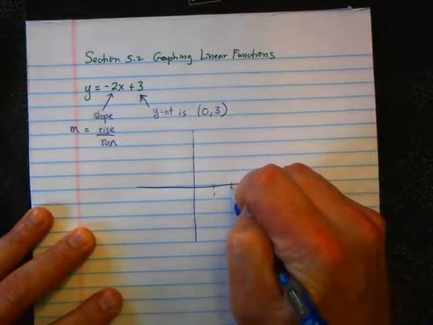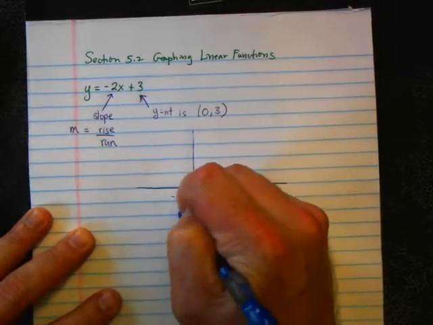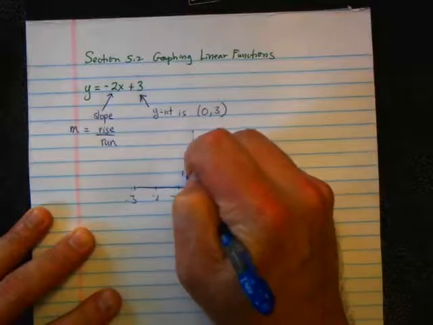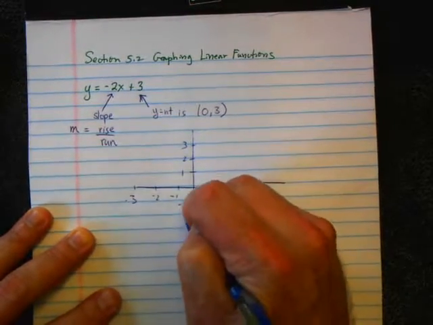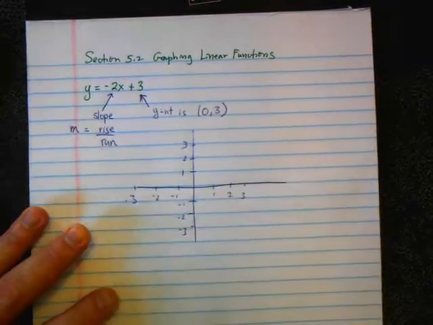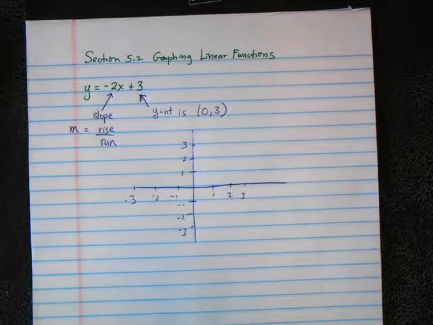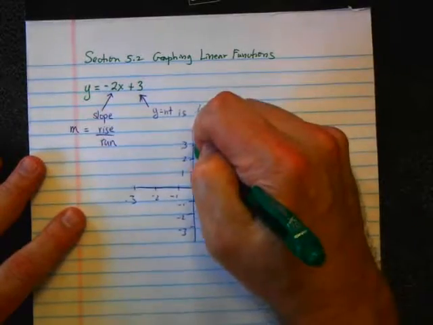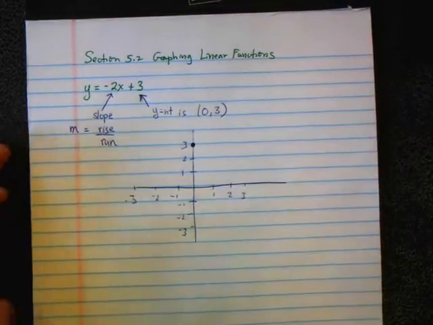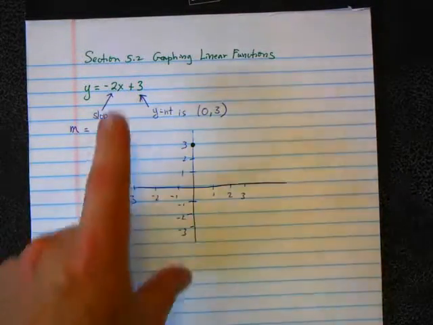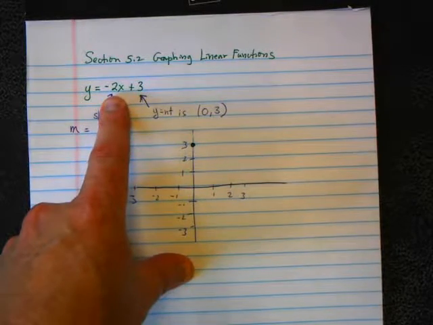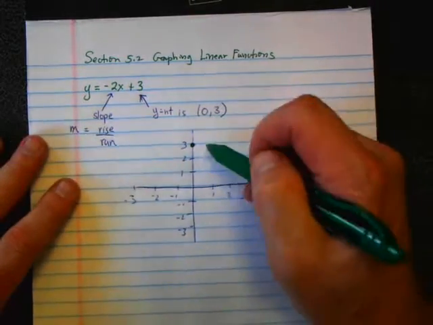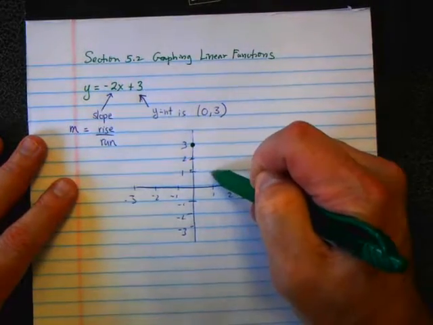All right, so 1, 2, 3, negative 1, negative 2, negative 3 on each axis. Okay, so you told me I start at the point (0, 3) because that's the y-intercept. That's right there. And then you told me my slope is negative 2, and I'm pretty sure you said go down 2 and then right 1. That's exactly correct. So I start here, I go down 2 over 1.